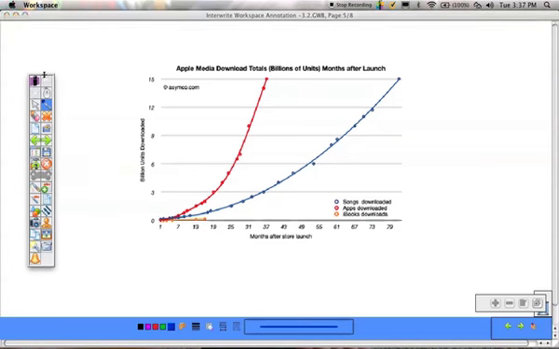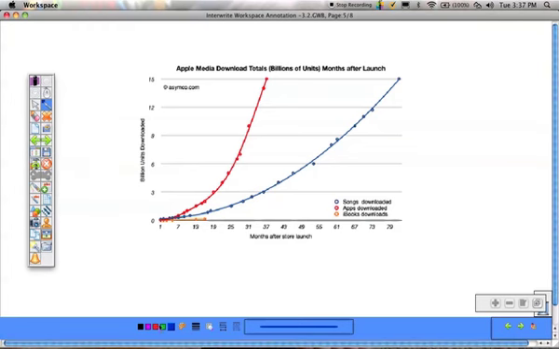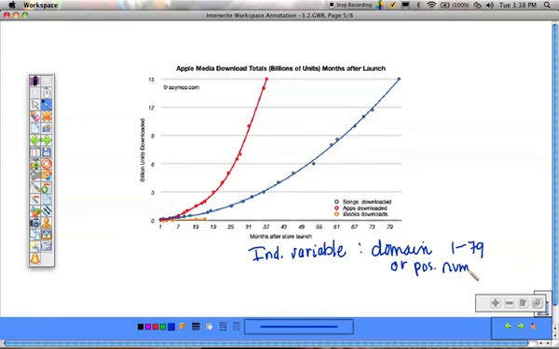Okay, let's talk domain and range here. So independent and dependent variable, again, independent is here. Usually the x, the horizontal axis. So independent variable, so here the domain would be starting at 1 and going to 79. We're going to say positive numbers. The unit of measurement is months, so the domain is measured in months. The range here is downloads.